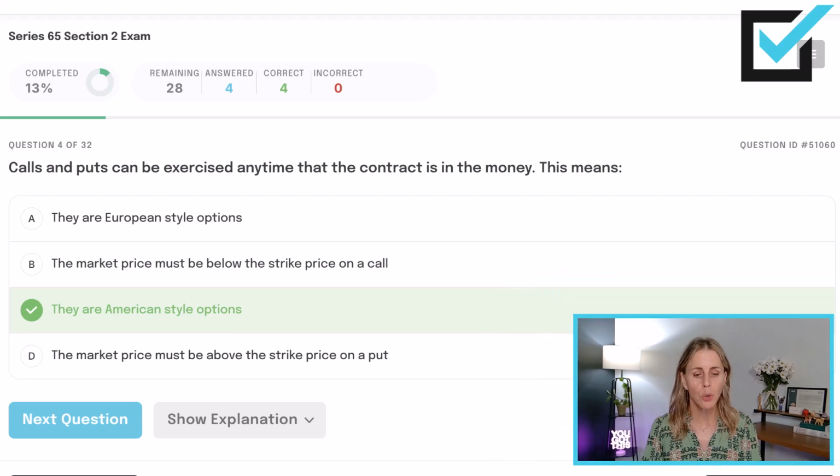Those other two choices are backwards. The market price must be above the strike price on a call in order for it to be exercised. The market price must be below the strike price on a put in order for it to be exercised. American style: as soon as it's in the money, the owner can exercise the option.